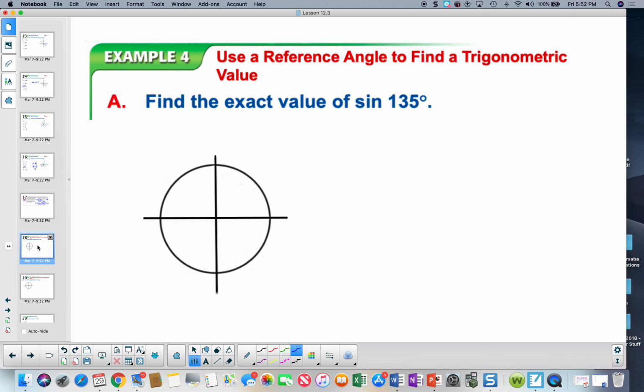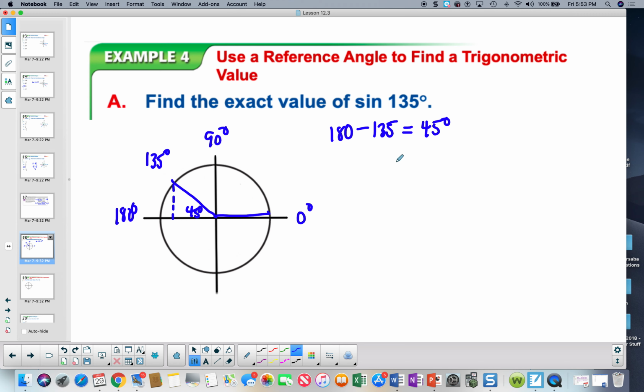Okay, let's go ahead and use a reference angle to find a trig value. So this is 135 degrees. This is 0 degrees, 90 degrees, 180 degrees. This is our initial side, and this is going to be our terminal side, which is 135 degrees. So what we want to do is find this reference angle. I'm going to take 180 and subtract 135, and that's going to be 45 degrees. So my reference angle is 45 degrees.